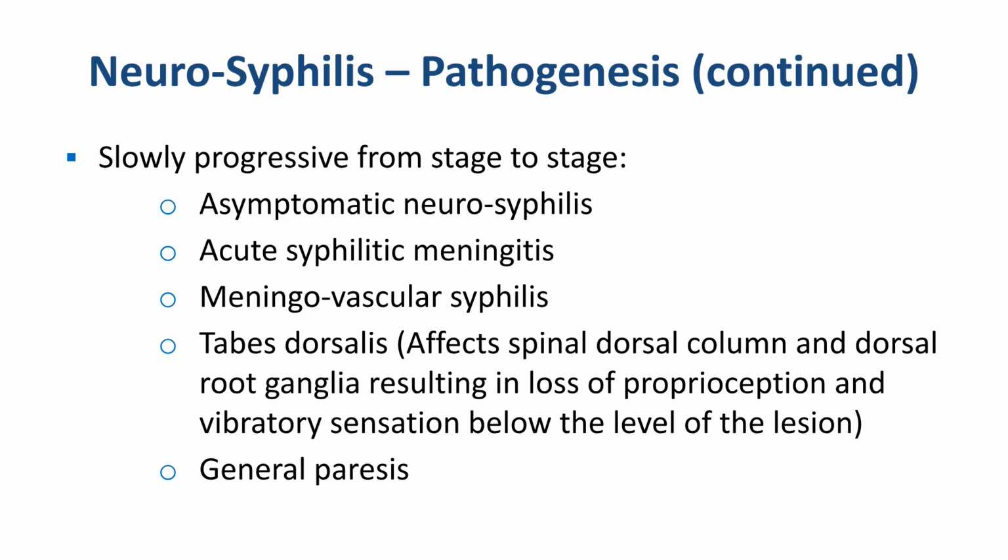The fourth stage is tabes dorsalis, typically occurring 15 to 20 years after infection. This affects the spinal dorsal columns and dorsal root ganglia. The result is loss of proprioception and vibratory sensation below the level of the lesion. Patients develop a characteristic wide-based stamping gait and may experience lancinating pains, which are sudden, sharp shooting pains. The fifth stage is general paresis. This involves the brain parenchyma directly, causing progressive dementia, personality changes, and psychiatric symptoms.